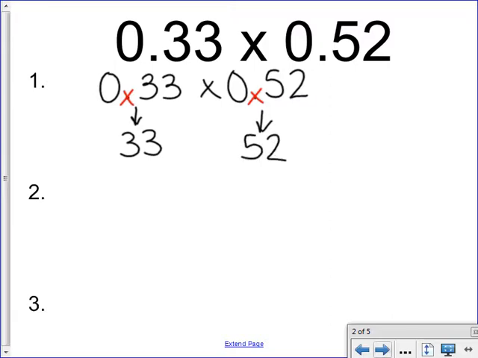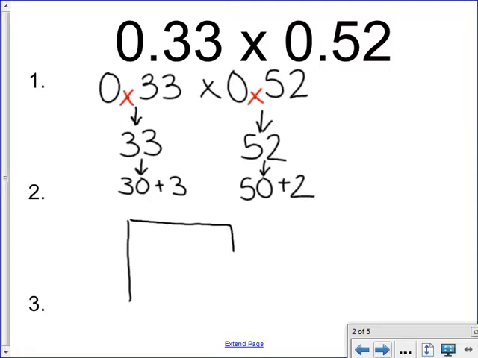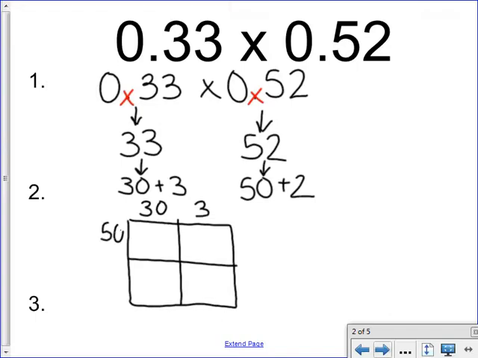The next thing we need to do is turn those into expanded form. So 33 is represented by 30 plus 3, and 52 is represented by 50 plus 2. Now, once again, we are using the box method, so we can draw our box, and we have two places each for our two numbers, so we just need a 2 by 2 square. We can put our expanded forms down below, so 30 and 3 and 50 and 2, and start multiplying.